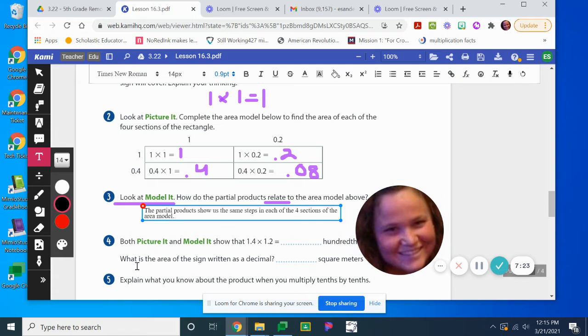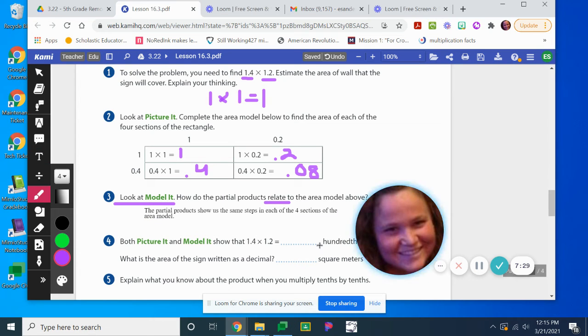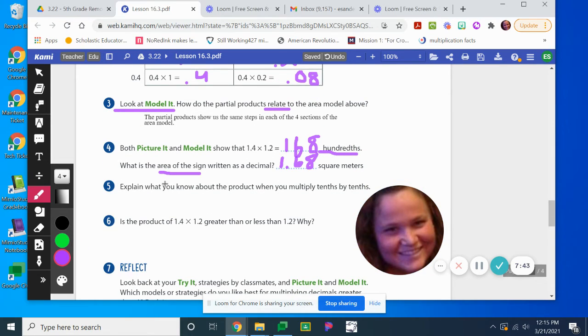So number 4 says, both picture and model it show that 1.4 times 1.2 equals how many hundredths, which is 168 hundredths. Therefore, the area of the sign is 1.68 meters. So explain what you know about the product when you multiply tenths by tenths. So when we multiply 0.1 times 0.1, what do we know about that?